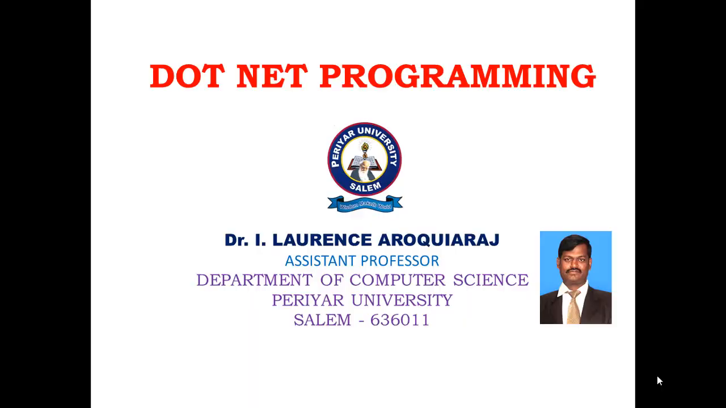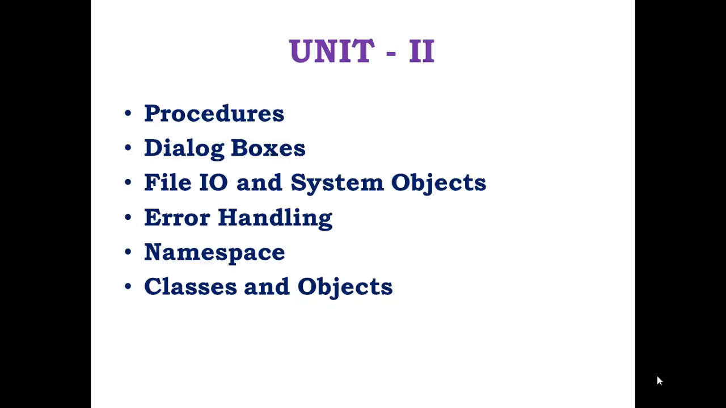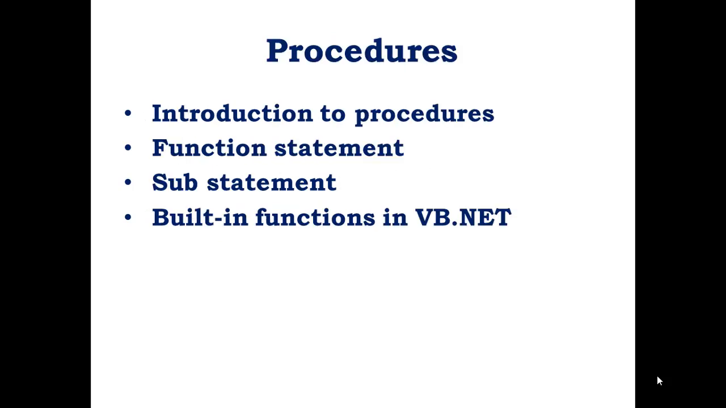This is the second session, .NET programming. Unit 2: the objectives to be discussed in this session are procedures, dialog boxes, file IO, system objects, error handling, namespace, and finally the class concept for classes and objects. Procedures. You already know the introduction to these .NET technologies.